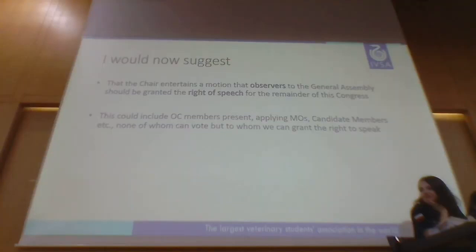Okay, and then the chair would like to entertain a motion that observers to the General Assembly should be granted the right of speech for the remainder of this Congress. Daniel Dunn, IVSA Exco, I so move. Second.